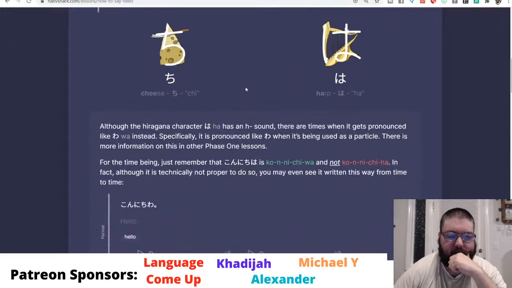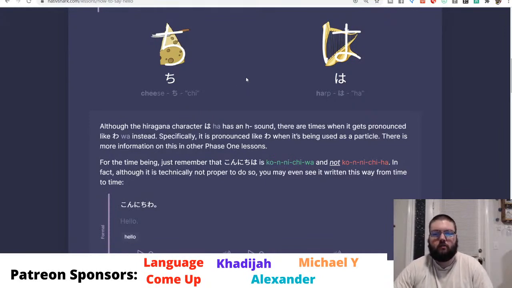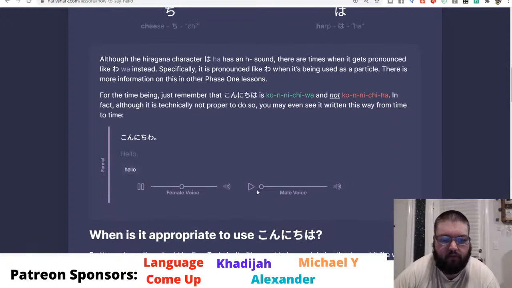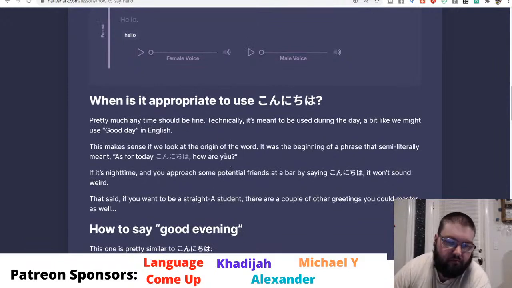こんにちは. Konnichiwa. Although the hiragana character for ha has an H, there are times when it is pronounced wa instead. Specifically, it is pronounced like wa when it is being used as a particle. There is more information on this in other phrases. For the time being, just remember konnichiwa, and not konnichiha. In fact, although it technically is not proper to do so, you may even see it written in this form from time to time. I saw that in a book, in a dual language book. I saw it written like that.